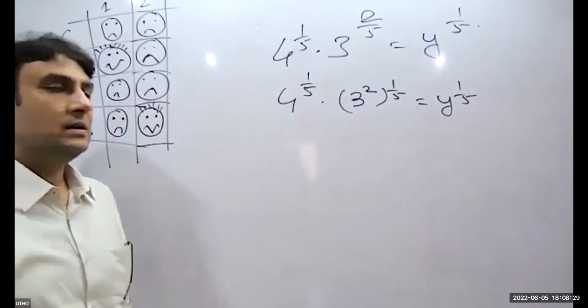So I converted the 3 raised to the power 2 upon 5. I changed that into 3 raised to the power 2 into 1 upon 5. So then I could convert it into 4 raised to the power 1 upon 5 times 9 raised to the power 1 upon 5. I could make it that way. So this is the step second.